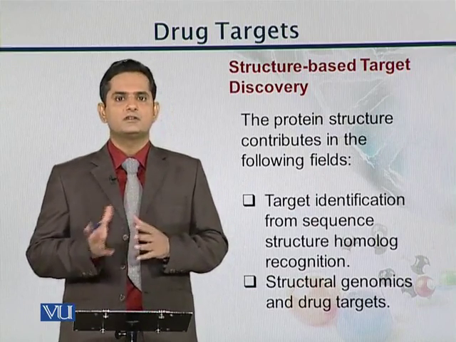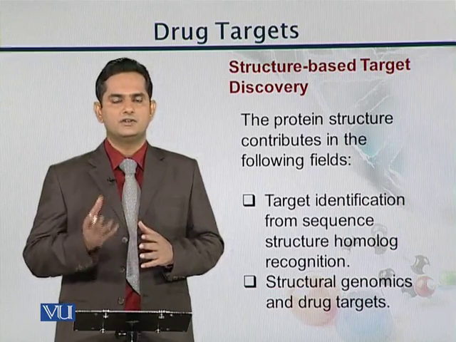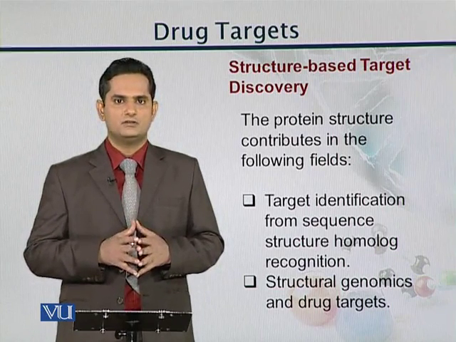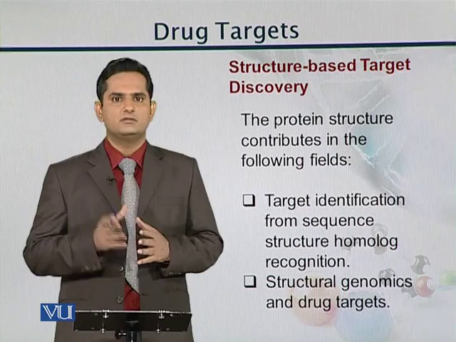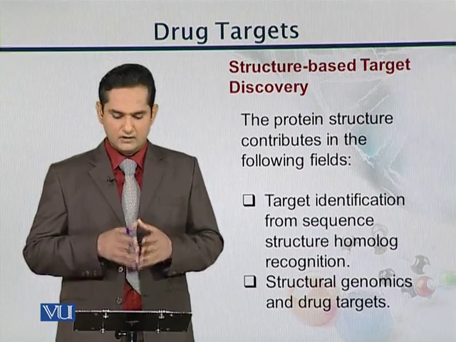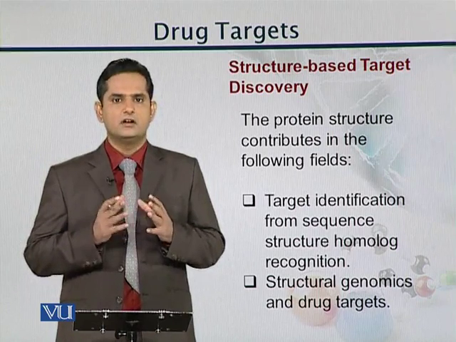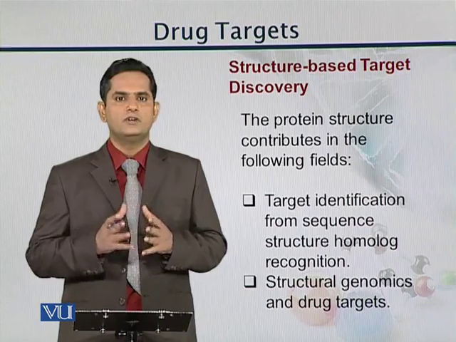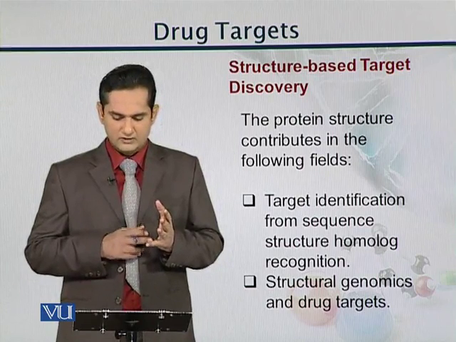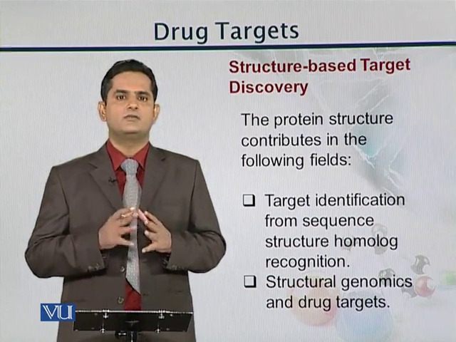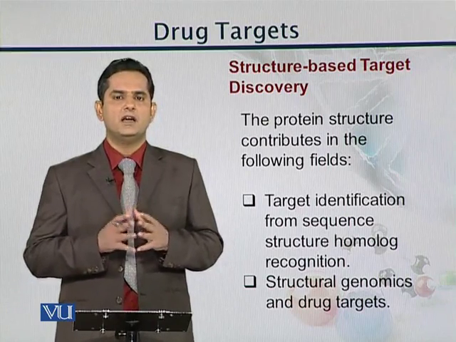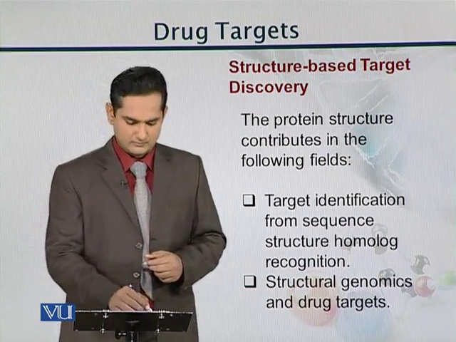Now we come to protein structure based approaches. As we said, there are ligand based approaches which are based on genetic information. Then we have protein structure based approaches. For drugs made based on these approaches, there are again 5 different categories. Number 1 is target identification from sequence structure and homologue recognition. Homologue, where the structure is quite similar. Then we have information based on structure genomics and drug effects. Structure genomics is not probably homologous, and may have a different genetic structure.